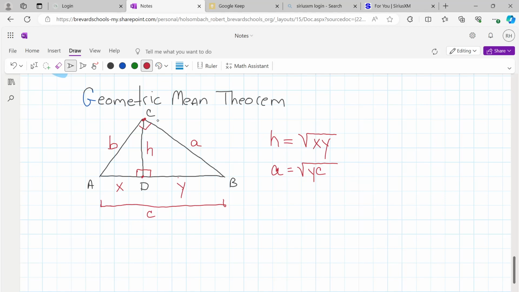In your big outside triangle, the original triangle, the length of this side, A, is equal to the square root of the product of the piece of the hypotenuse closest to it times the entire hypotenuse of the original triangle. And then lowercase b, which represents side AC, is equal to the square root of this piece of the hypotenuse, x, times the entire hypotenuse, which is c.